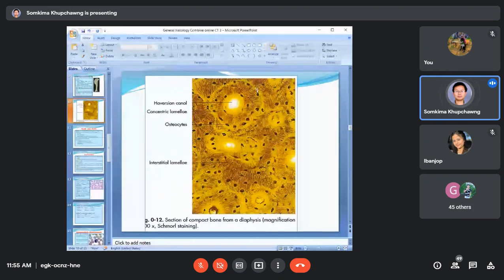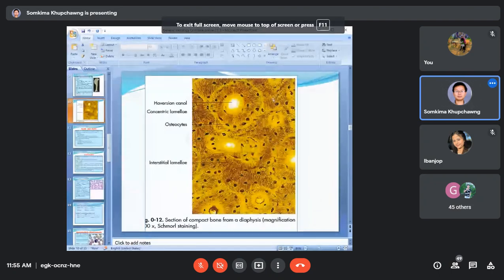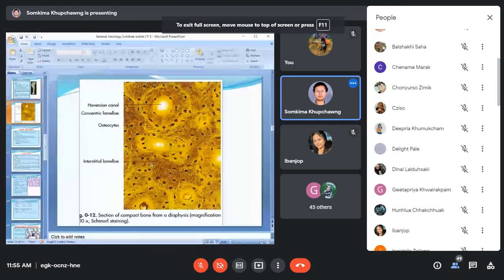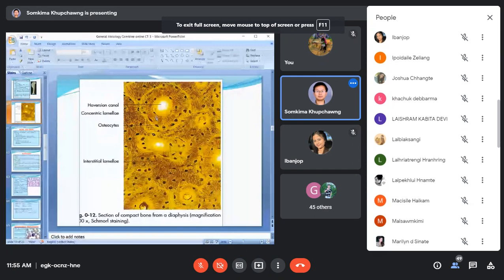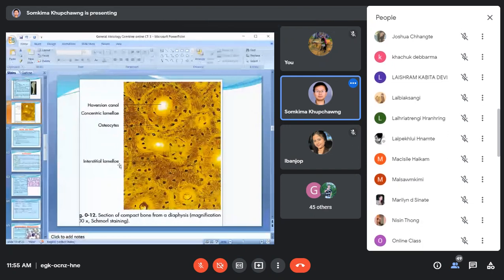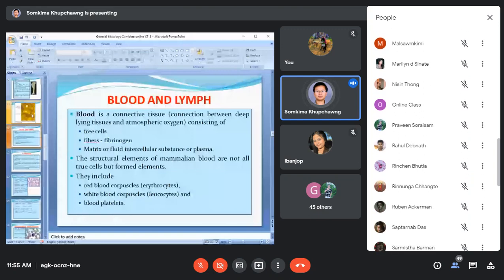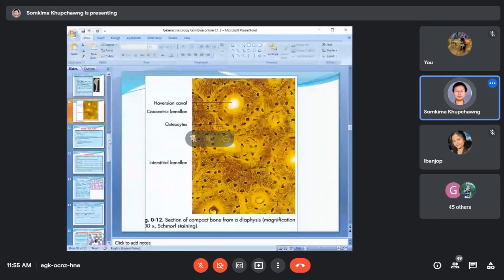In between each Haversian system, we can see the interstitial lamellae also. Okay, so that was about the histological structure of the bone. Any question so far?